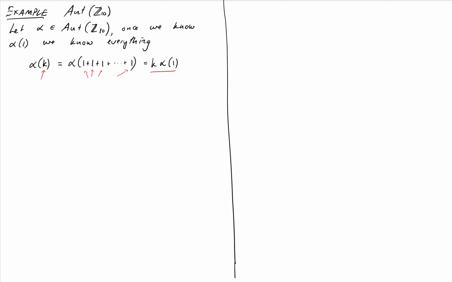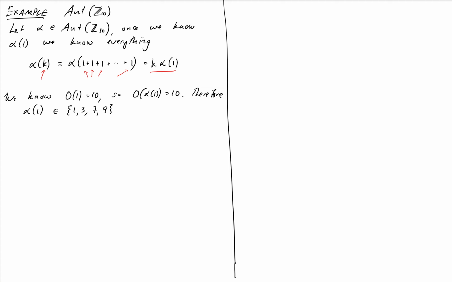Okay, so let's express this in terms of element orders. We know that the order of 1 equals 10. And again, a property of elements under isomorphisms is that the order of alpha of 1 must be 10 also. It's also equal to 10. Therefore, we can find alpha of 1 by looking at elements that have order 10 in Z10, and these are just the elements that are relatively prime to 10.